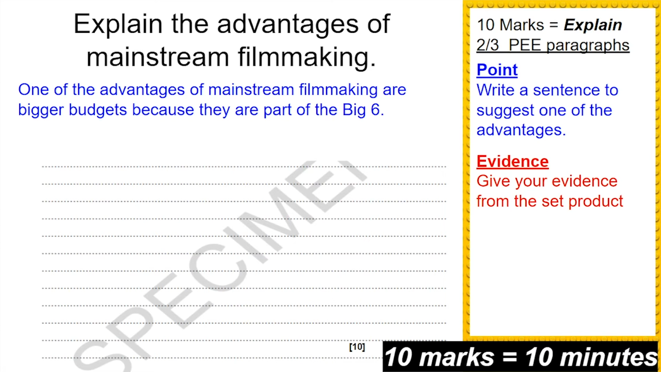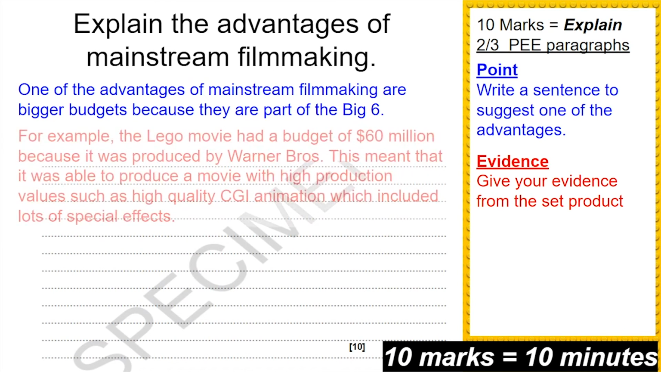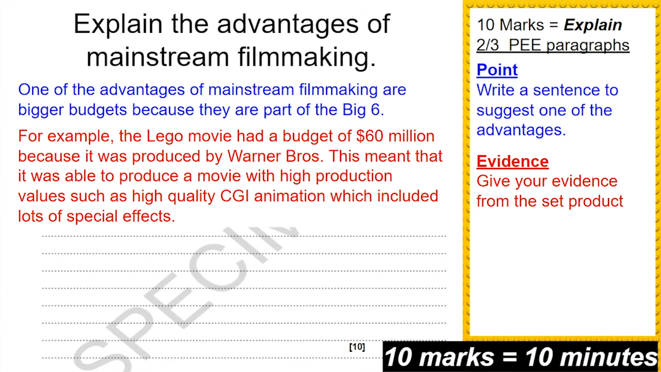Then they needed to give evidence from the set product to support the point, which they have done by saying, for example, the Lego movie had a budget of $60 million because it was produced by Warner Brothers. This meant that it was able to produce a movie with high production values such as high quality CGI animation, which included lots of special effects.